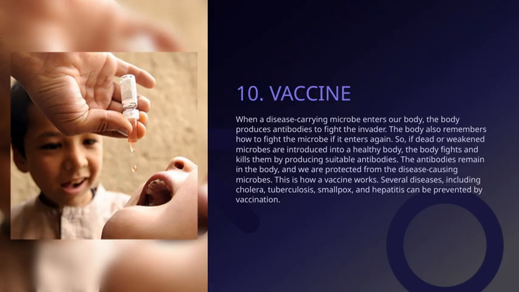Vaccination has been a powerful tool in preventing many serious diseases like cholera, tuberculosis, smallpox, and hepatitis. So, in the context of overall health and disease prevention, vaccines are a key part of protecting ourselves and our communities. They help us stay healthy by preventing the spread of infectious diseases before they can cause harm.